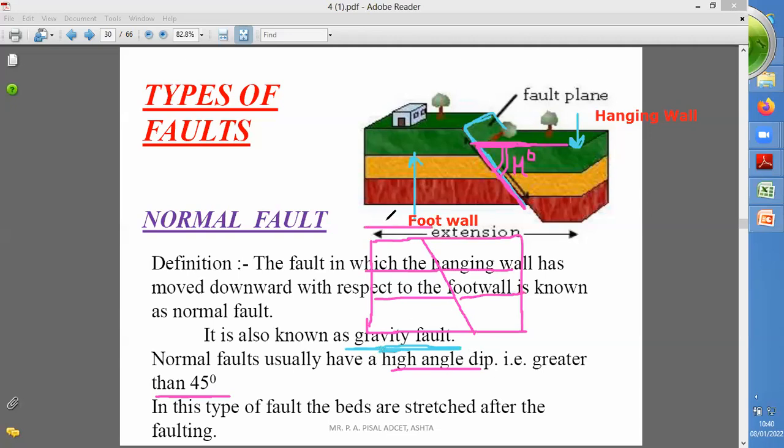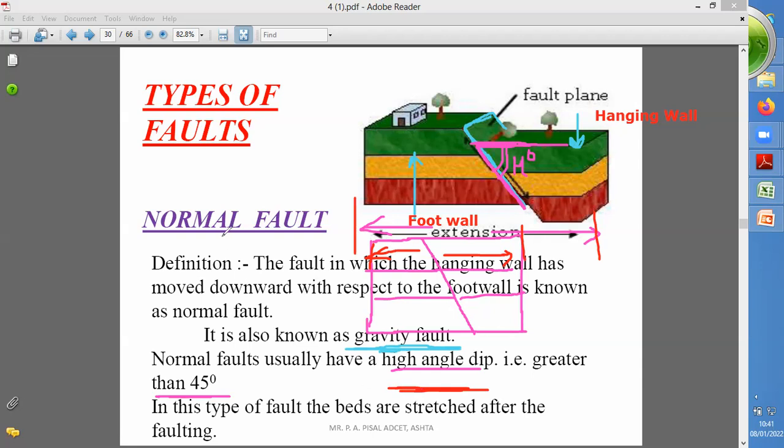But after the faulting, this distance is increased. Horizontal distance is increased. Before the faulting, this horizontal distance is from this point to this point. But after the faulting, it is increased from this to this. So beds are extended. So it is considered as beds are stretched after the faulting. Horizontal distance will be increased after the faulting.